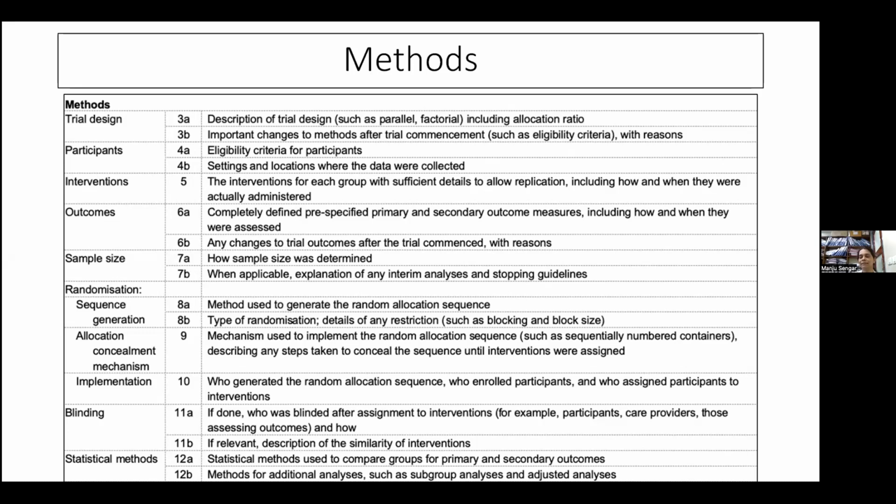Sample size, considering what parameters were included for sample size calculation, any interim analysis with stopping guidelines, randomization, the method for randomization, the type of randomization, and how they implemented the allocation concealment, who randomized the patient, who enrolled the patient, who assigned the participants to intervention. All this needs to be clearly spelled out to understand whether the randomization was a proper randomization or not.